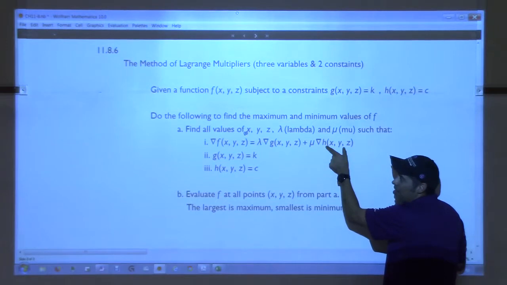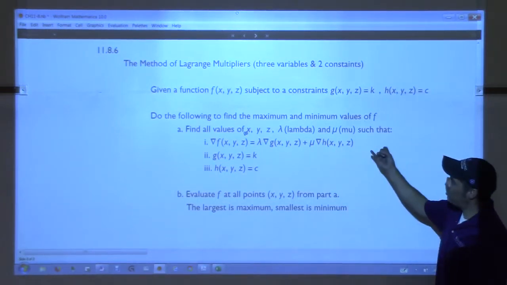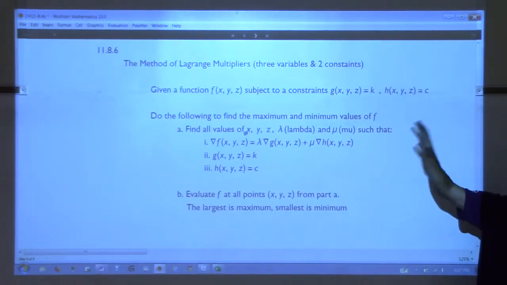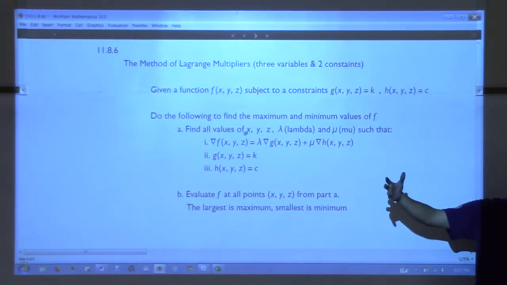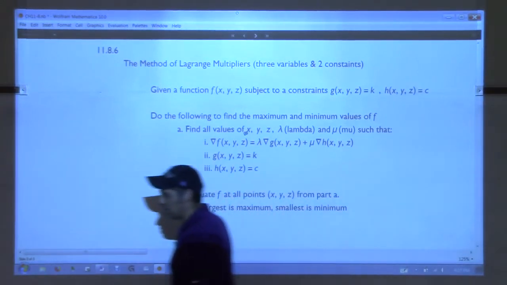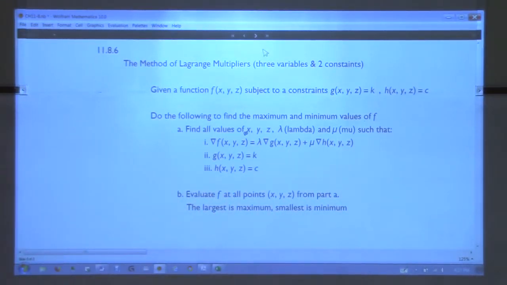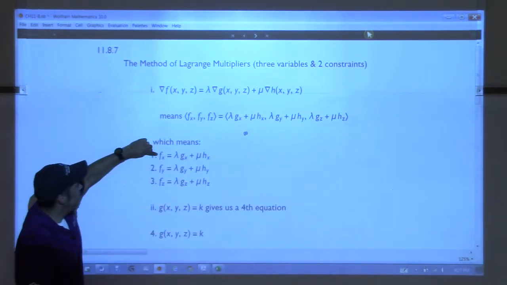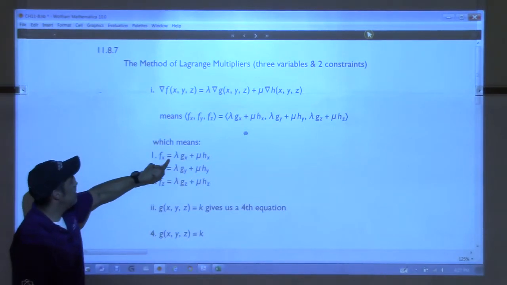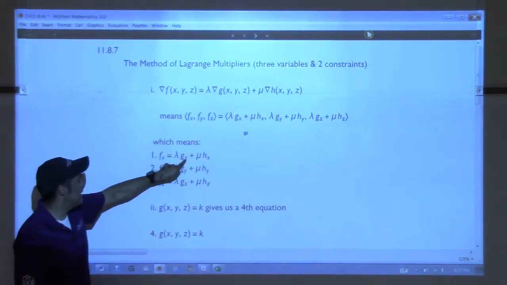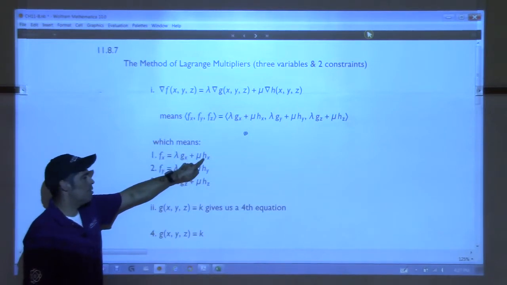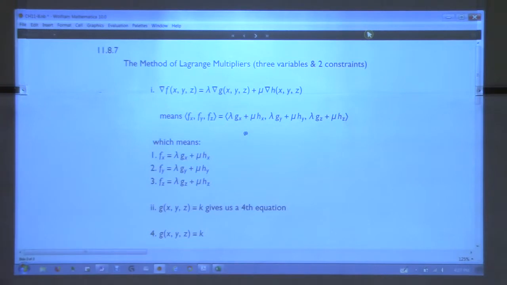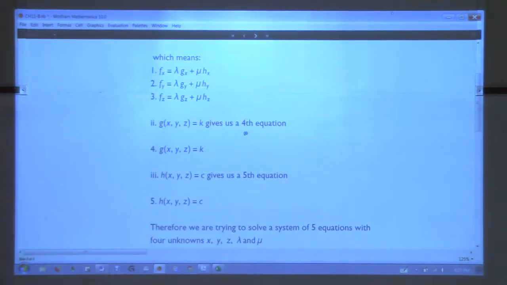And so what you wind up getting here is x, y, z, lambda, mu. 5 equations, 5 unknowns. And so your equations look like this. You have the partial of f with respect to x must be lambda times partial of g with respect to x plus mu times partial of h with respect to x. And then you have 2 more. And then you have the 2 constraint equations. And that gives you a total of 5.